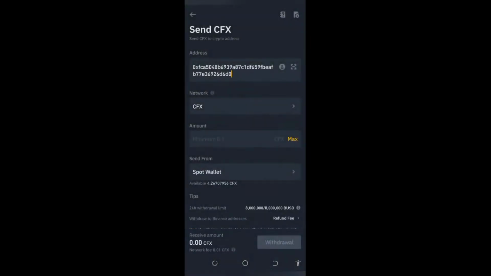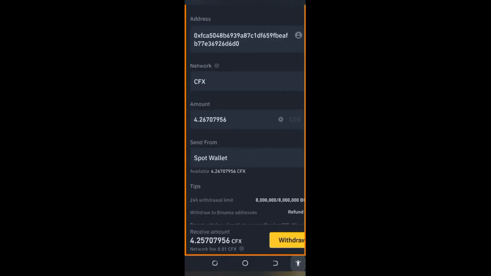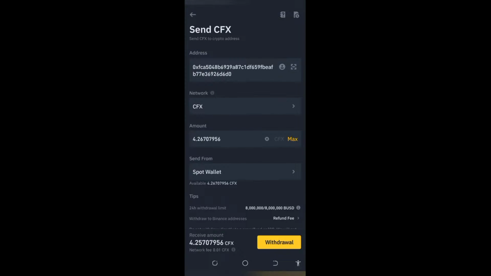If this address wasn't good, it would be showing red. So let's put the max. I think we're good. Is there anything we need to take note of? I think it's fine. So let's take our screenshot.